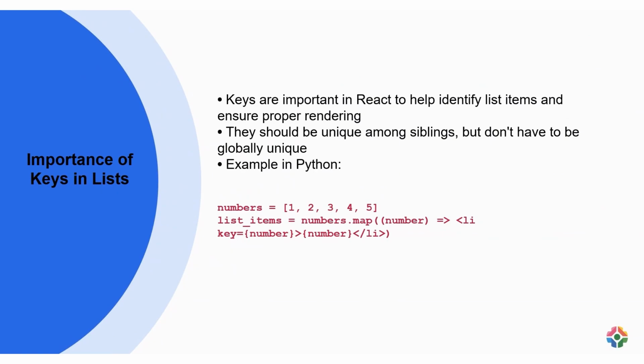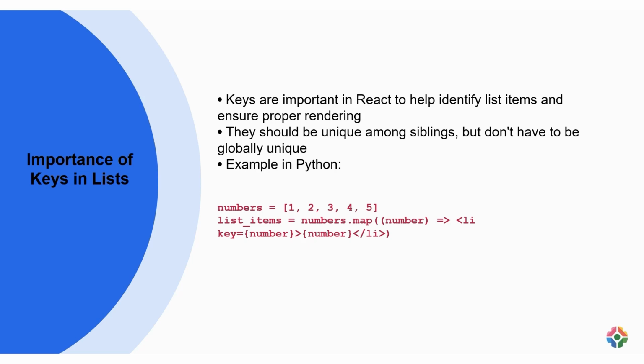In React, keys are used to uniquely identify list items when rendering arrays of elements. They serve to optimize React's rendering process by facilitating efficient updates. Keys must be unique among sibling elements within the same array, ensuring React can accurately track item changes. While globally unique keys are not required, sibling elements should possess distinct keys.